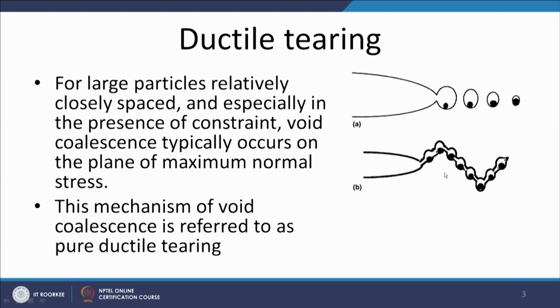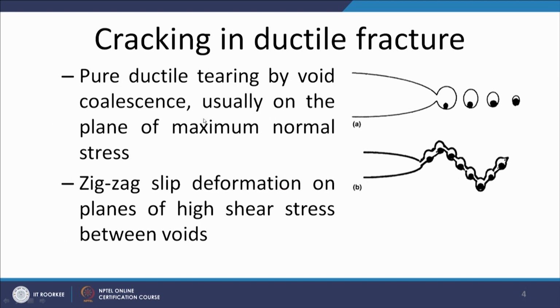So, maximum normal stress. This is the particular case, and this mechanism of void coalescence is referred to as pure ductile tearing. In this situation, where large particles are closely spaced and the system is under constraint, which means a triaxial stress state is there, the void coalescence typically occurs in the plane of the maximum normal stress, and this is termed as ductile tearing.